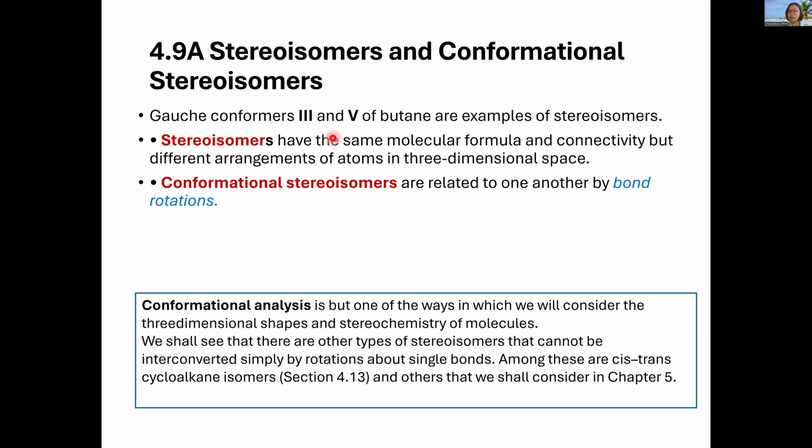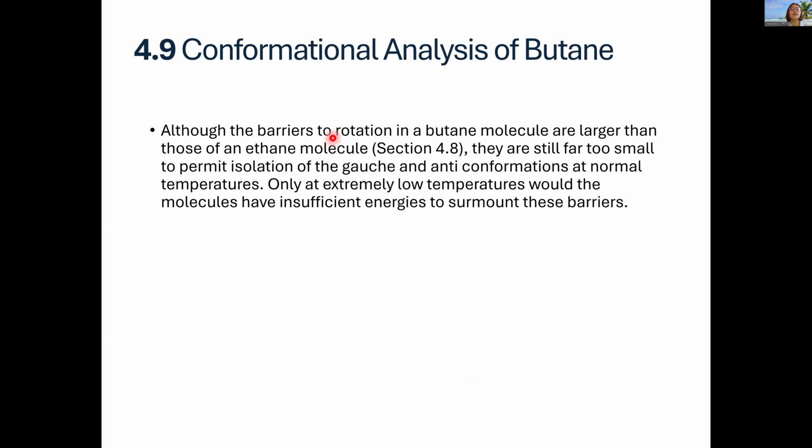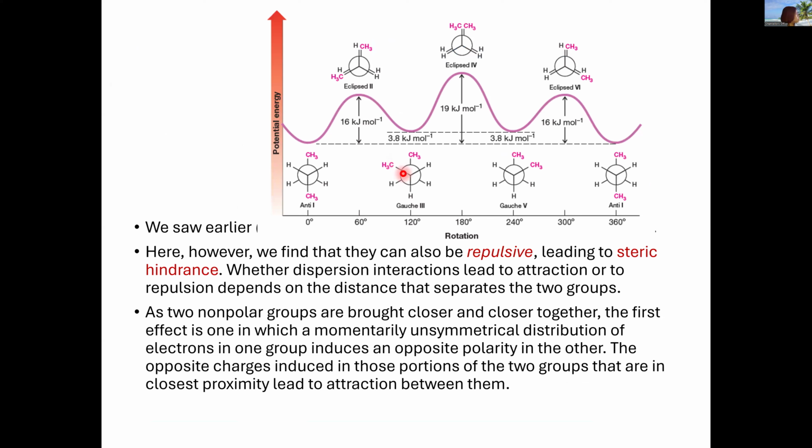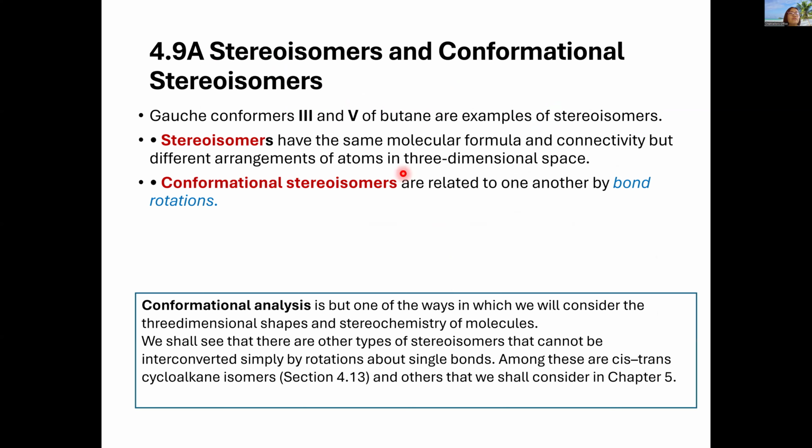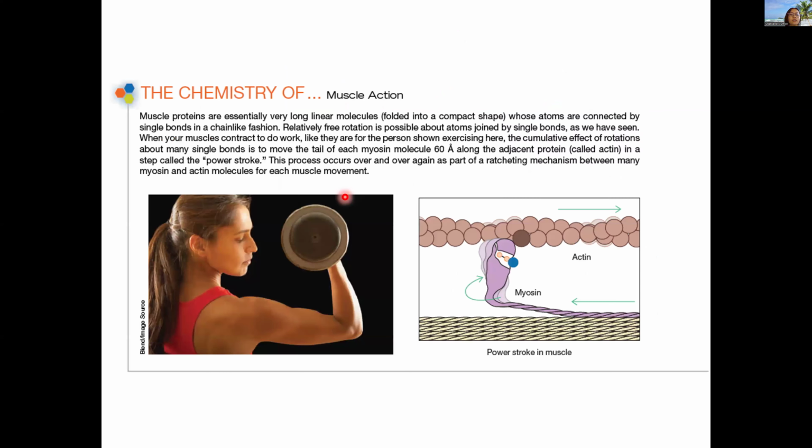They differ. 3 and 5 here differ. CH3 is on this side. When you have 120 rotation, you have the CH3 on the right side. No? So they only differ in space and you call it conformational stereoisomers. The other type of isomers is if the molecules have the same molecular formula but different connectivity of the atoms, what do you call? Constitutional isomers. So the conformational isomers are related only by bond rotation.